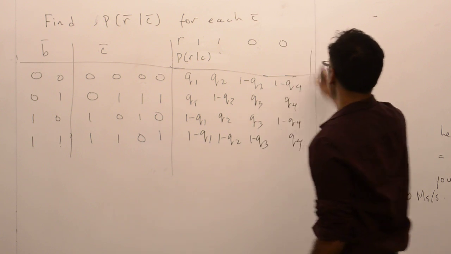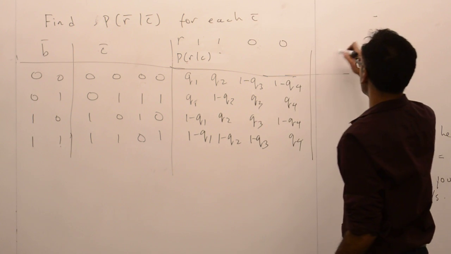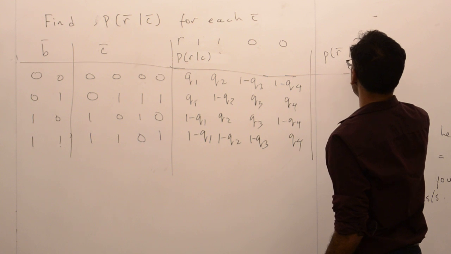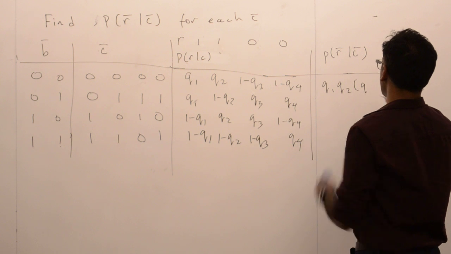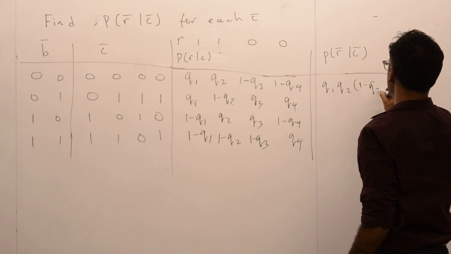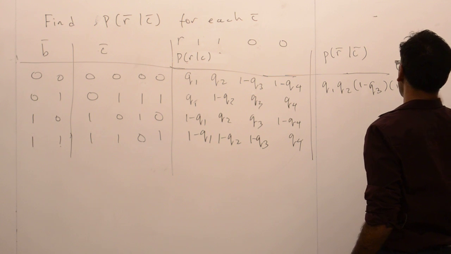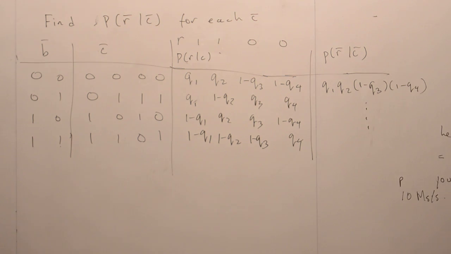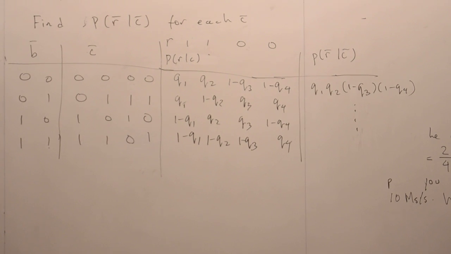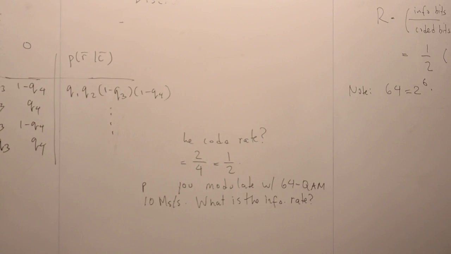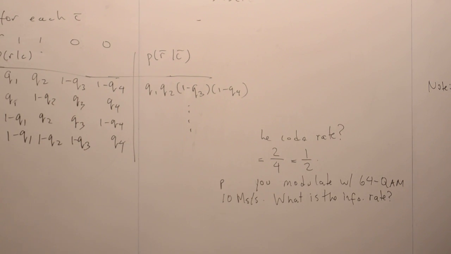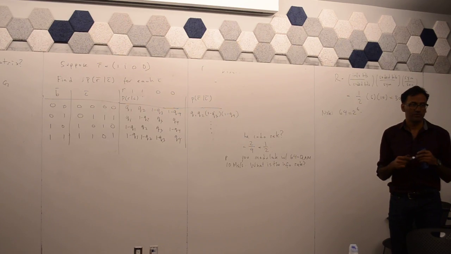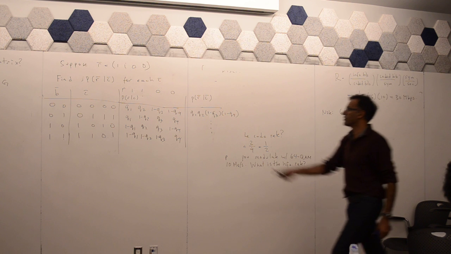And then, if you're doing it in the linear domain, you multiply these guys out. So P of R given C is Q1, Q2, 1 minus Q3, 1 minus Q4, etc. And then I just multiply these guys out. Now, if I gave you the values Q1 to Q4, you could pick which is the maximum one. But I don't know, so something like this will be your problem. How do we fill out the last? You just multiply these guys.